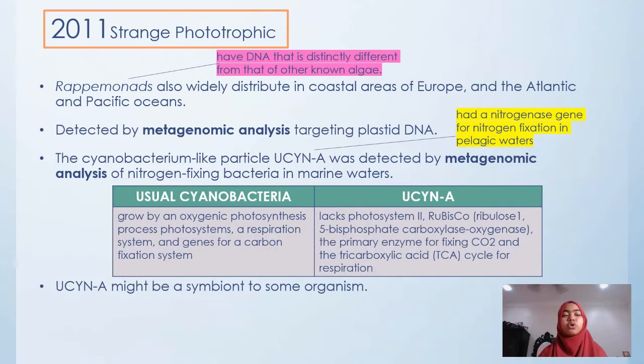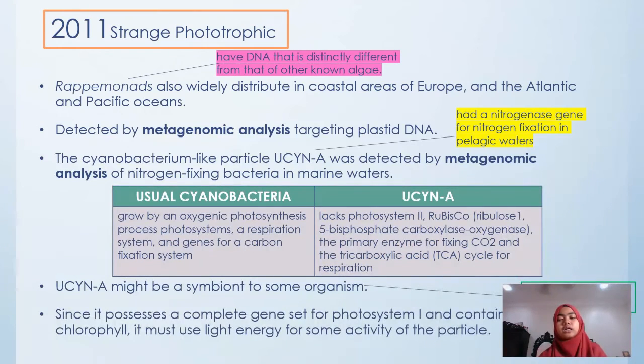UCYN-A is a symbiont with a small planktonic unicellular haptophyte alga. It is an unusual cyanobacterium lineage that has lost many of the typical cyanobacterial metabolic pathways. Looking at the alga in high latitude water, meaning cold water, UCYN-A is found. Since it possesses a complete gene set for photosystem I and contains chlorophyll, it must use light energy for some activity of the particles. So we are still discovering about this.